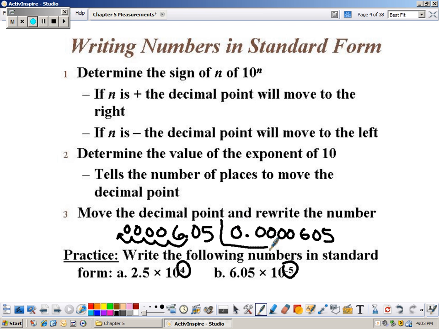Okay, so now we've changed that to standard form. That's a very small number, and it's easy to lose zeros when you're trying to write this down. That's one of the reasons we use scientific notation, because a lot of times it's easier to write it in scientific notation, as long as you know how to interpret it.